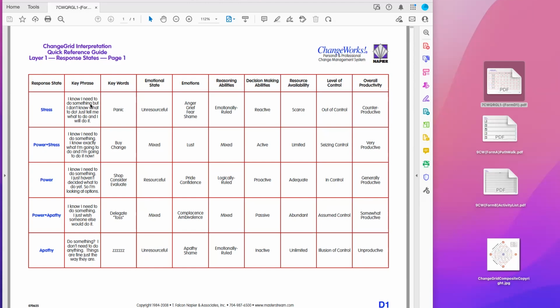And so when I give someone a roadmap to follow, I haven't moved them from stress down to apathy, but maybe I've taken the edge off. Maybe now they're saying, okay, so just tell me what to do and I'll go ahead and do it. So that they're moving from that to, okay, now I know what I need to do. And so that's going to help move them from stress into power stress.